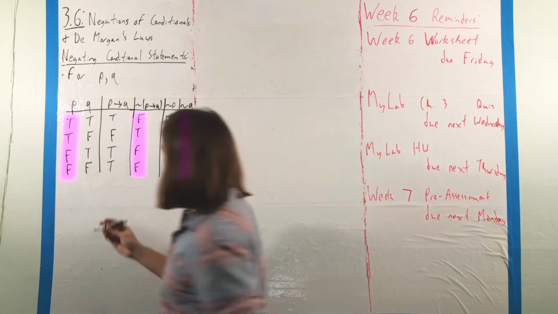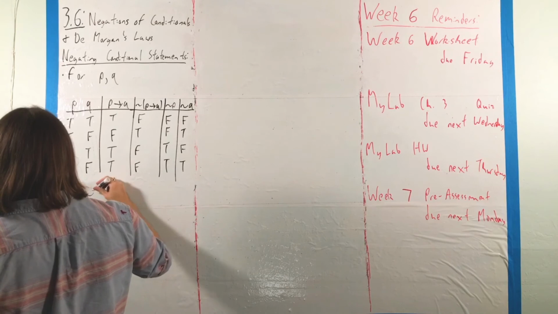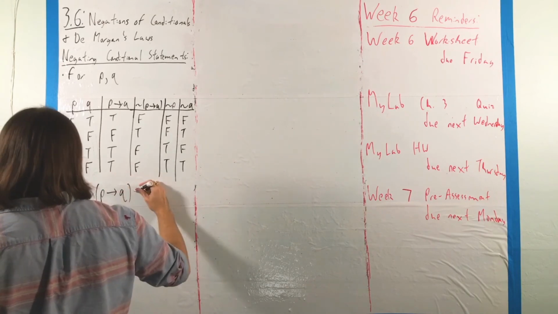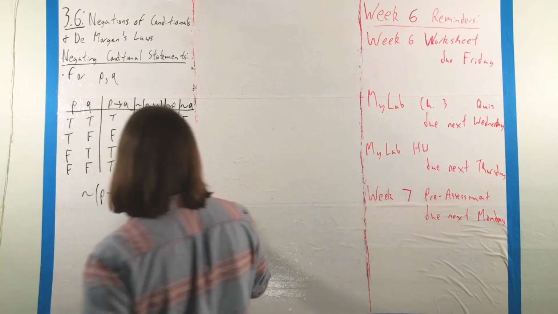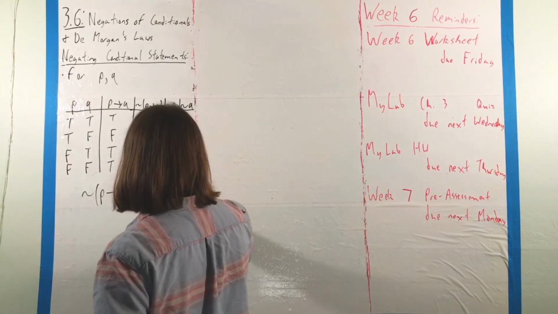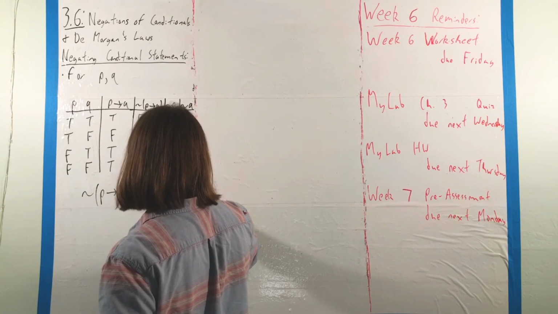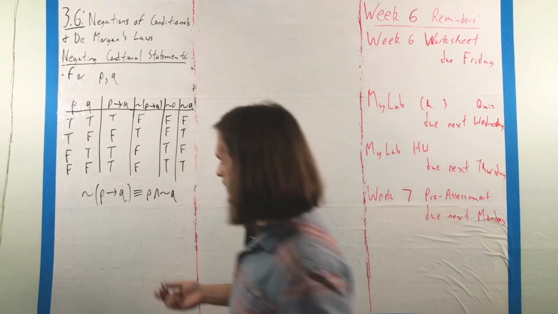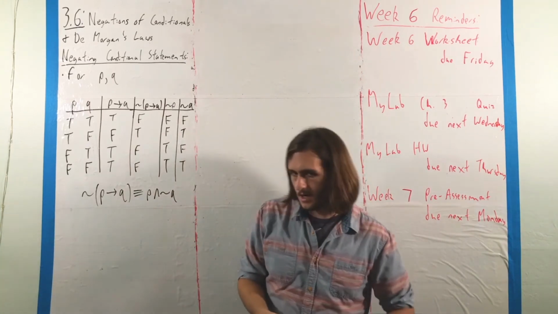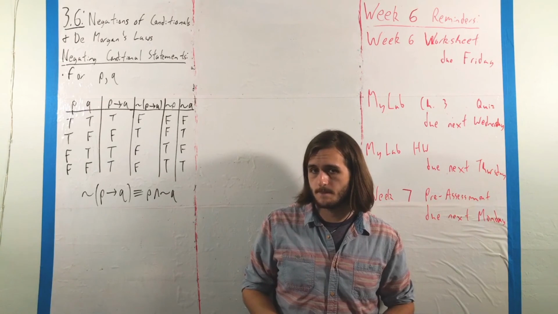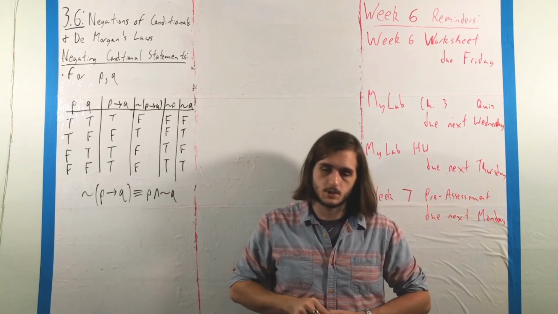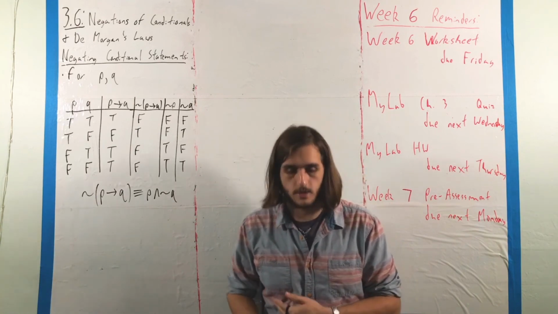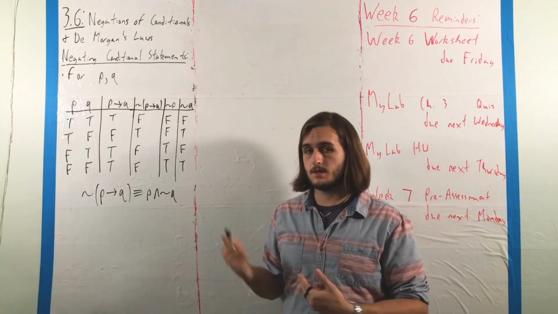That is, if we want to take our conditional statement if P then Q and negate it, what we would get is equivalent to the statement P and not Q. That is, the negation of a conditional becomes a conjunction between the antecedent and the negation of the consequent. And we'll look at an example of how we can work with this next.